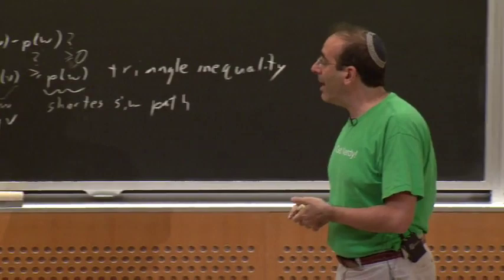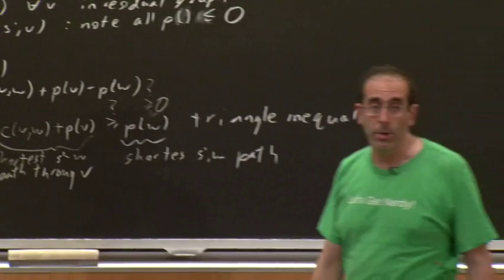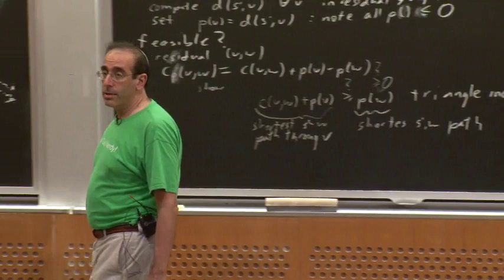So now we have a scaling algorithm for min-cost flow, m squared log u time. Now, it was actually open for quite a while whether there was a strongly polynomial algorithm for min-cost flow. And it turns out that there is. It requires some much more significant cleverness than we have applied so far in this class.